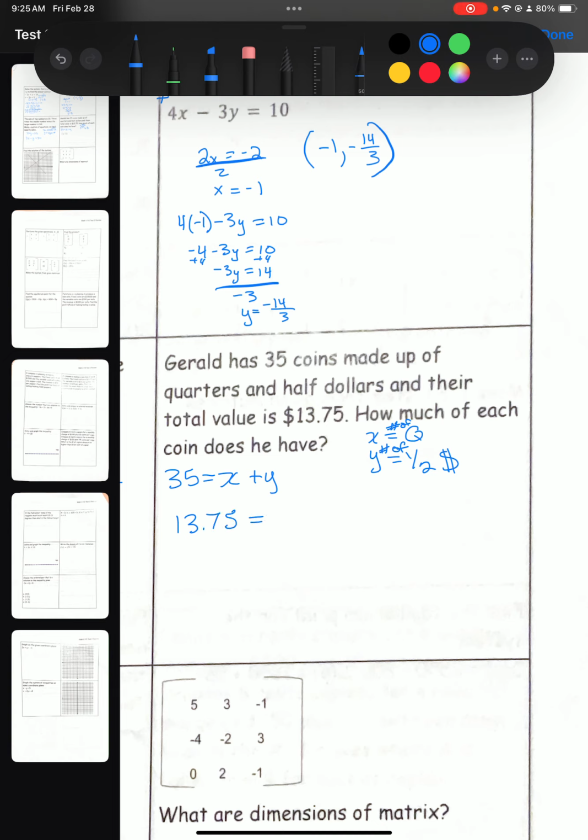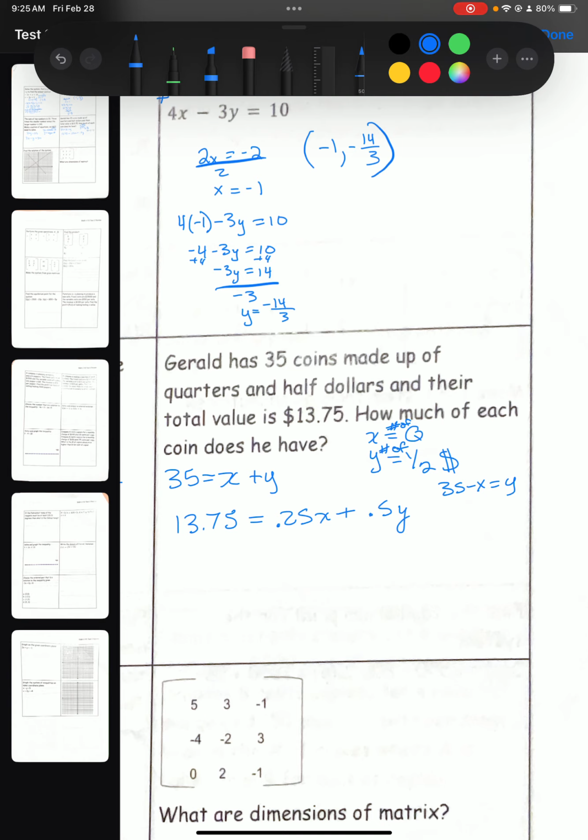Well, we know a quarter would be 0.25x, right? Because it's 25 cents. And then we have a y, which is half dollars, right? And a half dollar is 50 cents. So these are the equations that we have set up, and now we're going to solve them. A method I'm going to use is substitution. I'm going to get y by itself, so that means 35 minus x equals y.